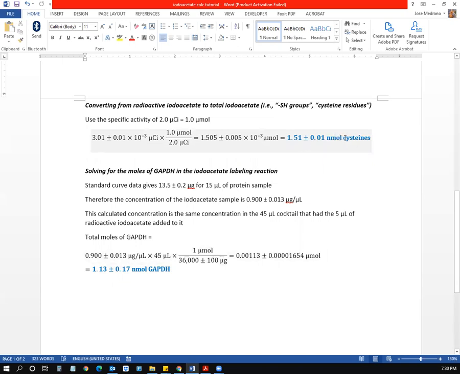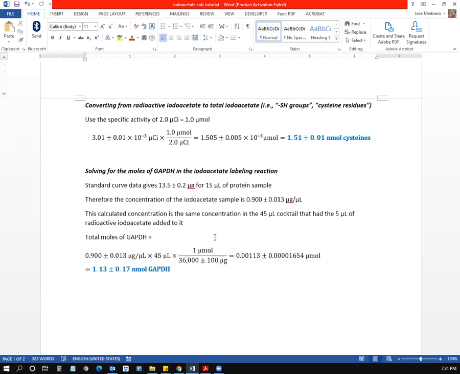The moles of cysteine residues over the moles of GAPDH, for which I would then have to use the division error propagation formula. But just by eyeballing this, the measured value is going to be 1.51 divided by 1.13, which for this sample calculation, using this detection method, means I'm picking up about 1 cysteine residue per GAPDH.